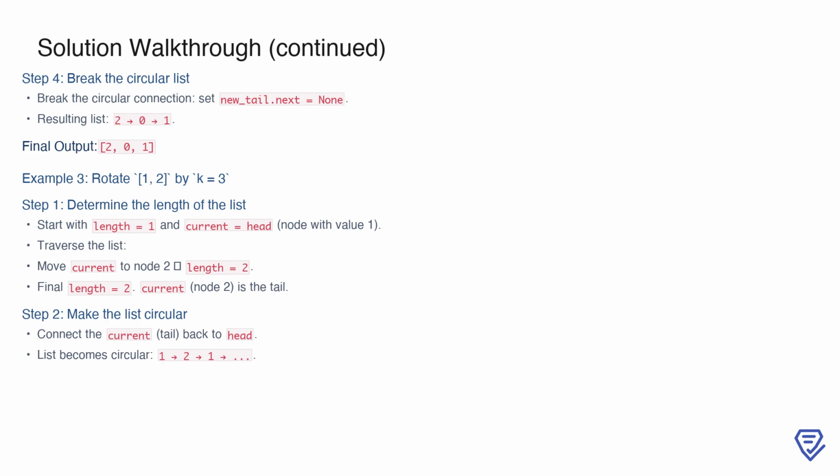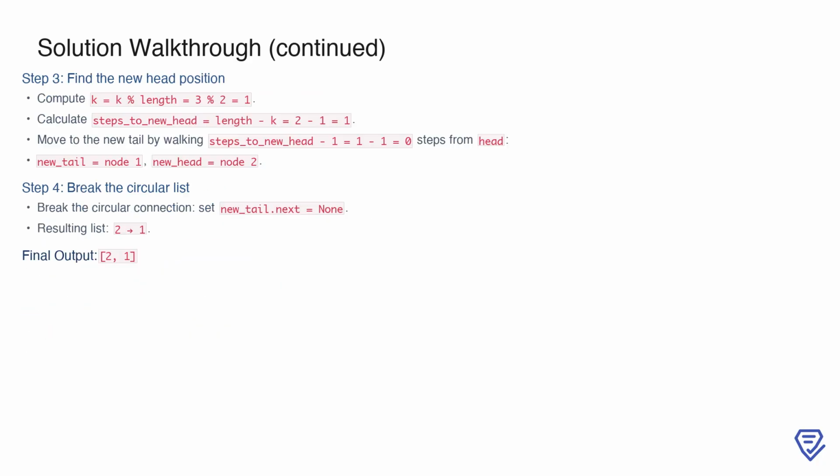At this point, the current pointer is at the tail, which is node 2. Next, we make the list circular by connecting the tail back to the head, creating the cycle 1, 2, 1. For the third example, we now calculate the new head position. With k equals 3 and length equals 2, we compute k equals k % length equals 3 % 2 equals 1. Using the formula steps_to_new_head equals length minus k, we get 2 minus 1 equals 1.